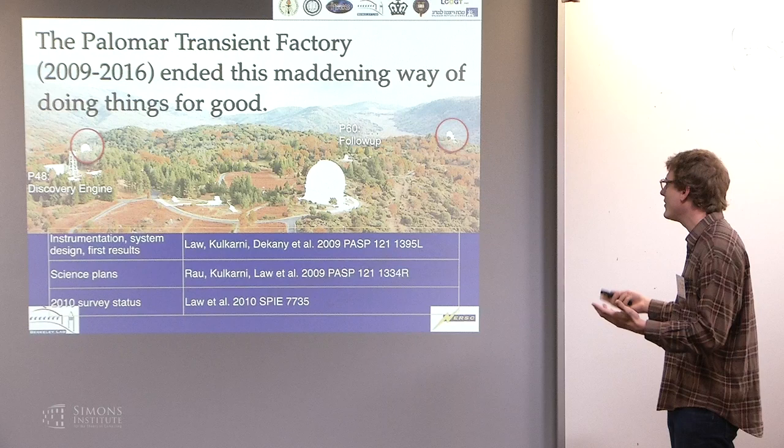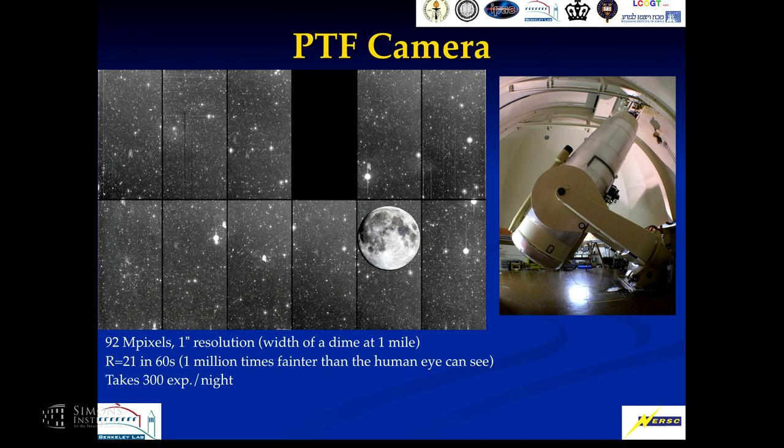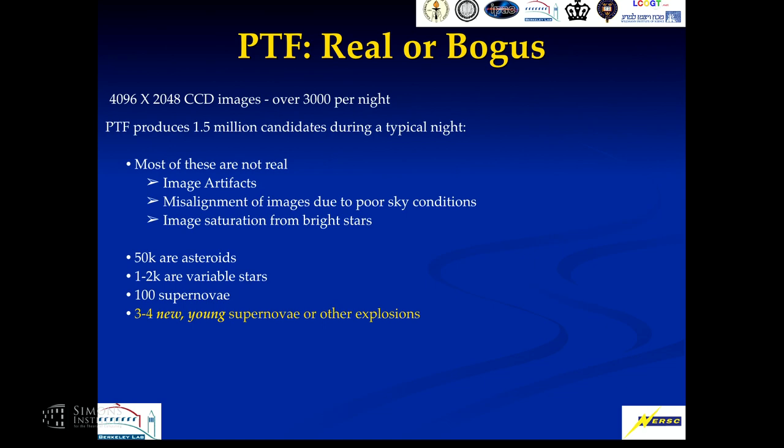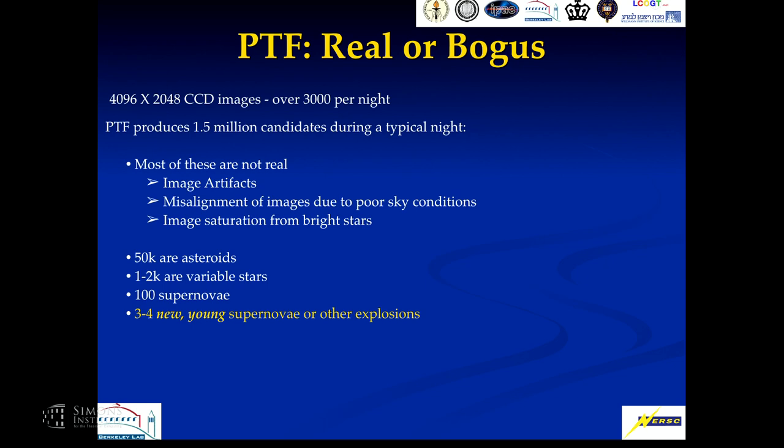This is the camera, 92 megapixels. It can resolve something that's about the width of a dime at a mile away. It takes about 300 of these exposures every single night. This is a picture of the telescope here, fully robotic. In total, it produces about 3,000 of these CCD images every single night. So 3,000 of these chips, which you then go on to produce subtractions with, and then have to have graduate students, or maybe not anymore, scan through all of the things that you find on them in order to see if they're real or not.